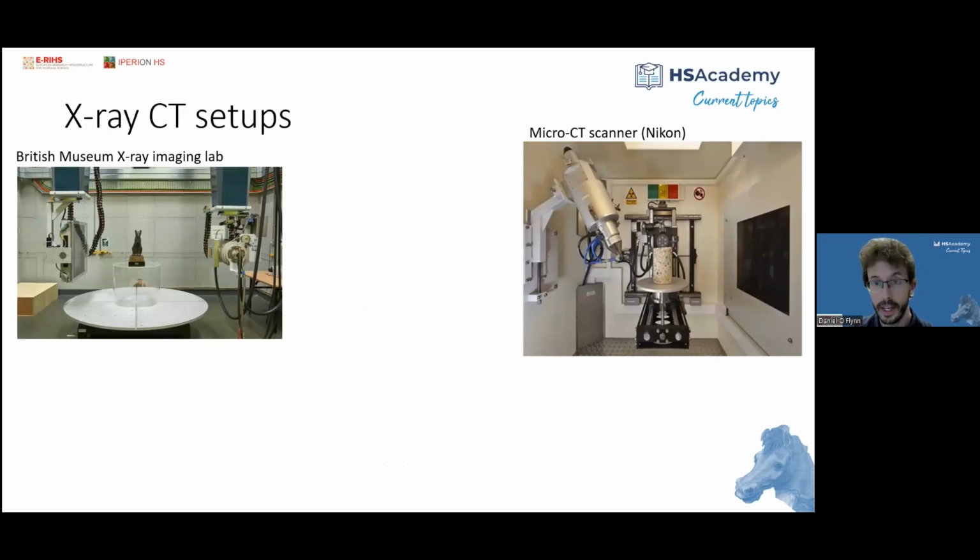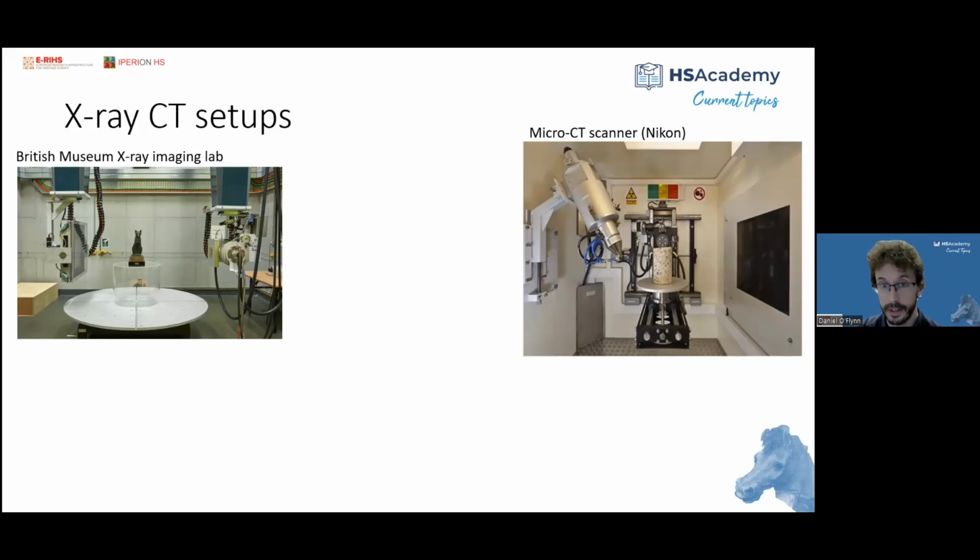On the left-hand side of the slide here is the lab that I'm responsible for running in the British Museum. On the right-hand side is what's called a micro CT scanner. A micro CT scanner is another type of CT scanning where you can get very high resolution by using an X-ray tube with a very small focal spot. It means you can magnify small details to image down to the micron scale.